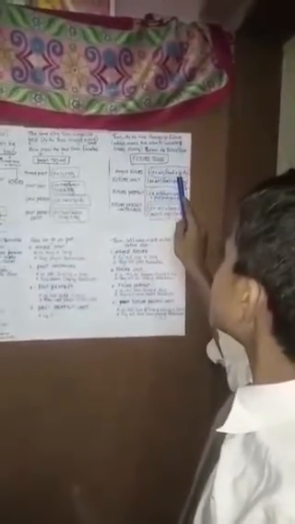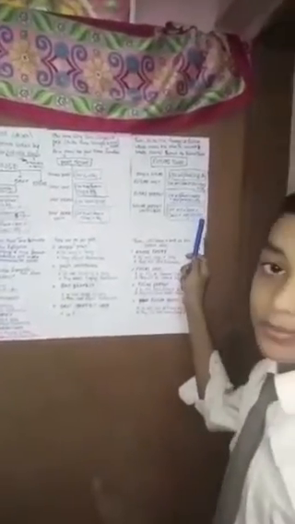Simple future: subject plus will or shall plus V1 plus object. Future continuous: subject plus will or shall plus be plus the ing form of the verb plus object. Future perfect: subject plus will or shall plus have plus past participle plus object. Future perfect continuous: subject plus will plus have plus been plus the ing form of the verb plus object.